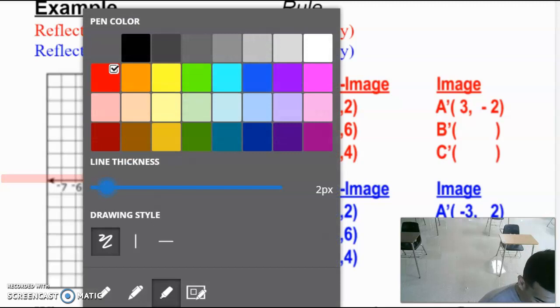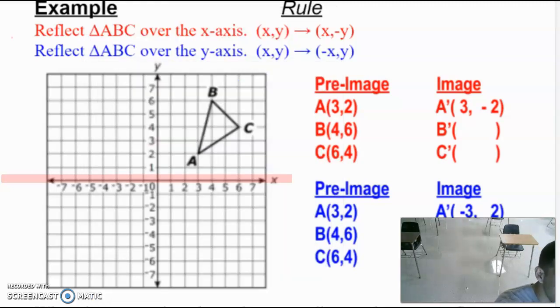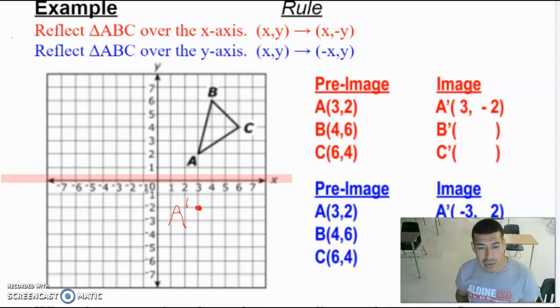So now let me use a pencil. I'm going to use the color red so you can continue to see what I'm doing. Notice that A is 2 units up from my line of reflection. New A will be 2 units down because it's reflecting. So instead of 2 up, I go 2 down, and that becomes new A.